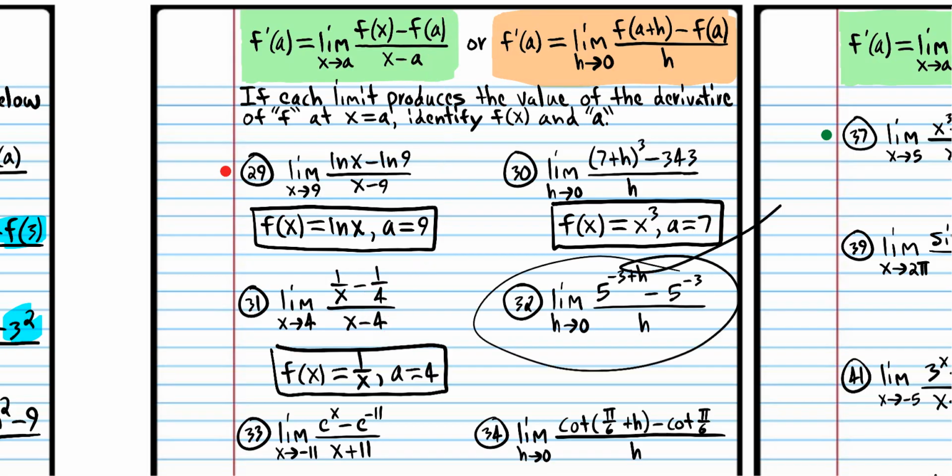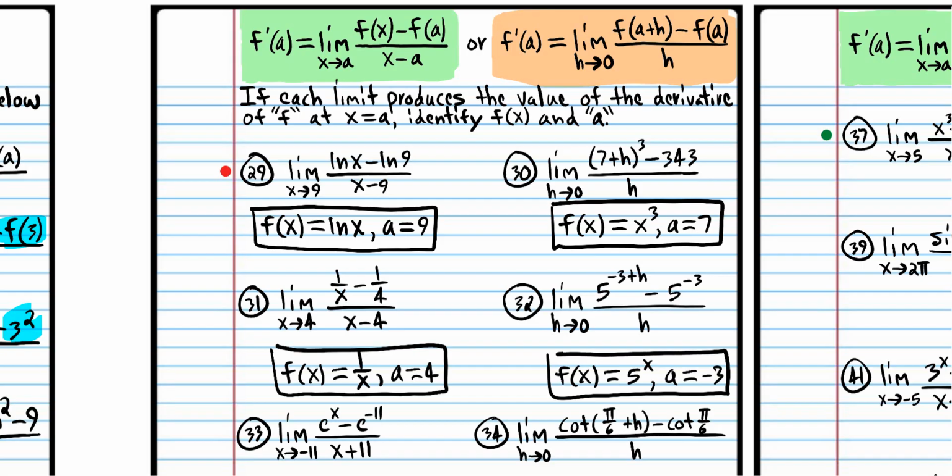Okay, now we're using the orange formula, because I see the h's, and I see h's approaching 0. So what is the function? Well, it looks like we have 5 to the x. Again, it's hard to see. It's harder to see with the orange formula, but it looks like it's going to be 5 to the x, and we're finding the derivative when x is equal to -3. We can see the -3 there.